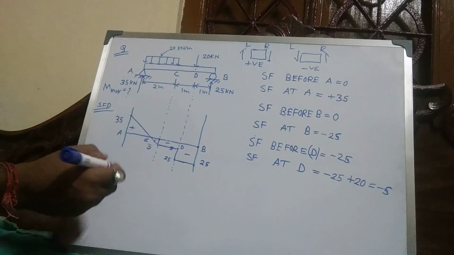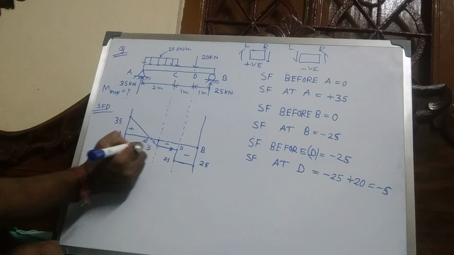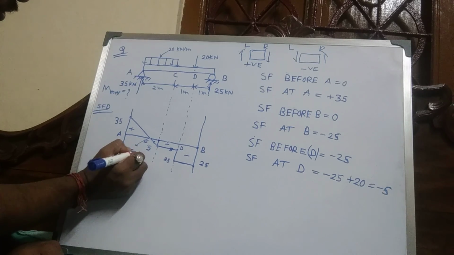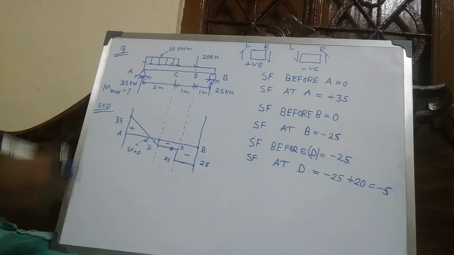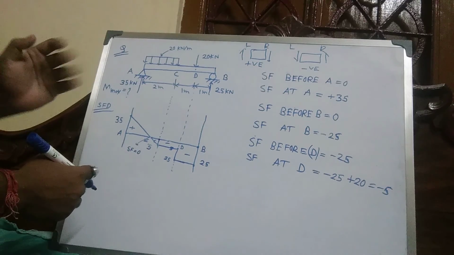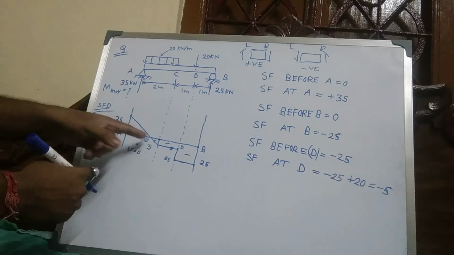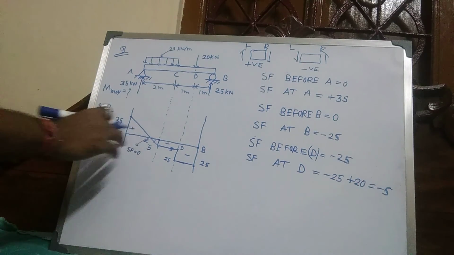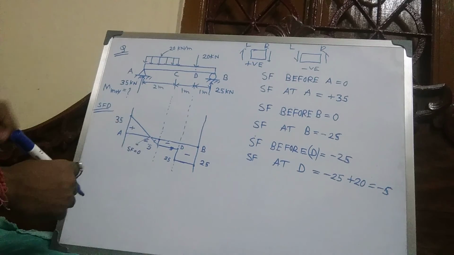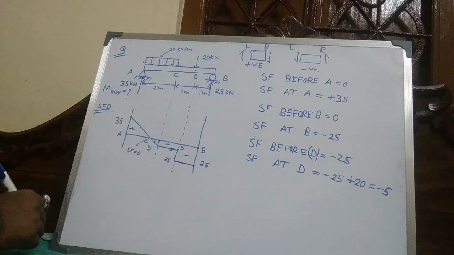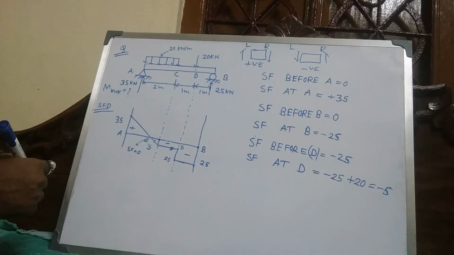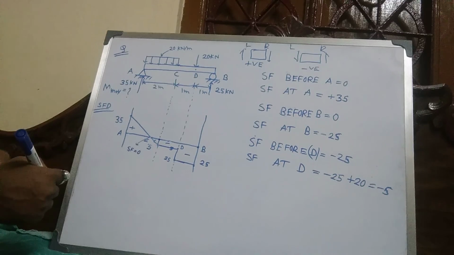Now here shear force is 0, so we can say the bending moment value is either positive or negative at this point, point E. Suppose this is point E. Now you can easily calculate the maximum bending moment from this diagram.